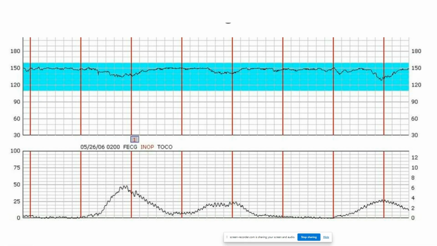Let's take a look at this one. And this one's a little bit harder to read, but I'm going to give you a second to look at it and tell me what you think. I want you to tell me, what type of variability is it? Does that look like an absent variability, minimal variability, moderate variability, or marked variability? And then tell me if you see any accelerations or decelerations. I'm going to give you about 30 seconds and then we'll discuss.